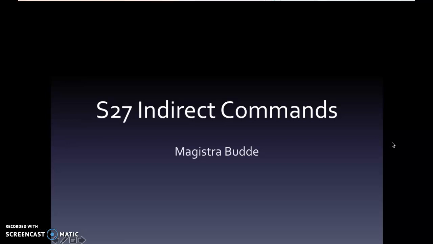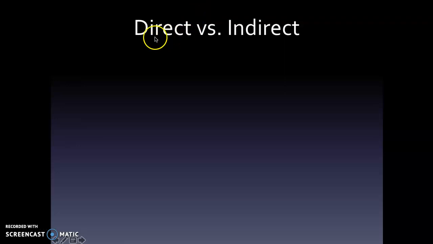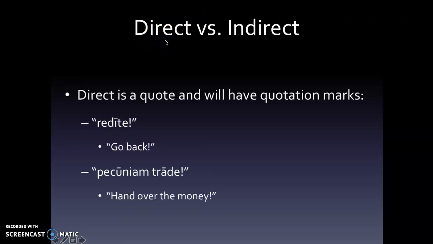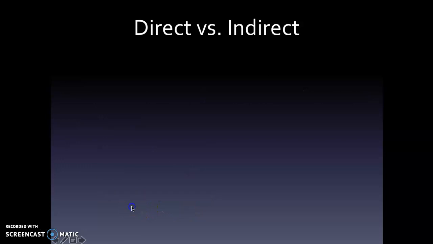Thankfully, there are no new forms in Stage 27, and the two things that we're going to learn how to do are very similar to the two grammatical concepts that we already know. The first one we're going to talk about is indirect commands, and let's do a quick review on what direct versus indirect means. A direct is a quote. It'll have quotation marks. This is exactly what somebody said. "Redita," go back. This is someone commanding some other people to go back. "Pecuniam trada," hand over the money. Again, this is someone ordering someone else to hand over the money.